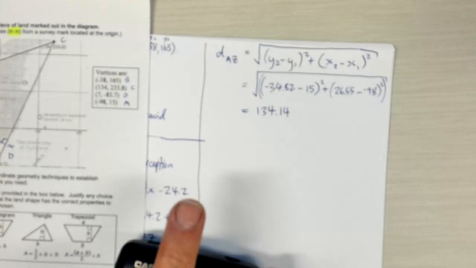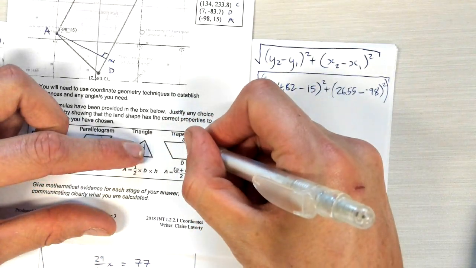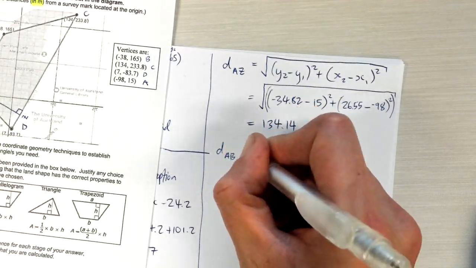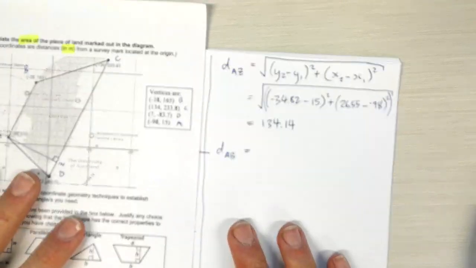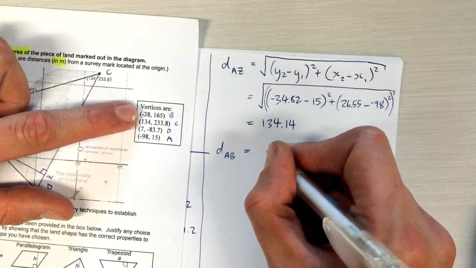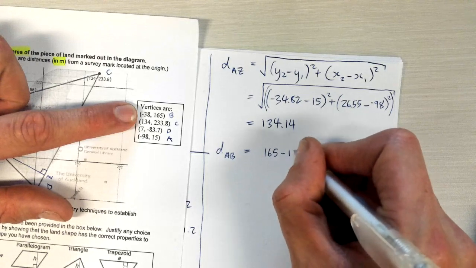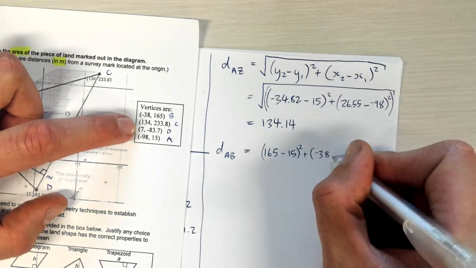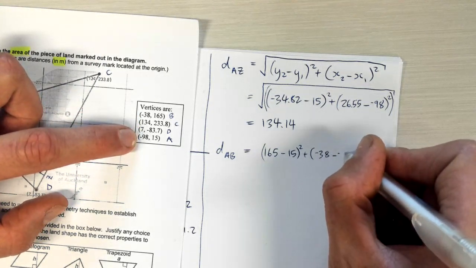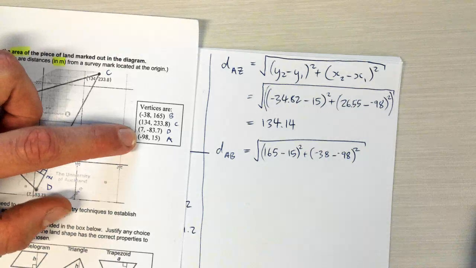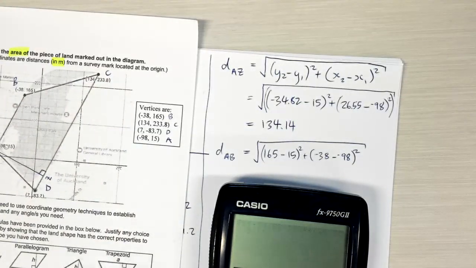134.14. So let's have a look at how we need to find our trapezoid. So now we've found H, but we haven't found A and B yet. So we still need to find the distance from A to B. To do that, we'll just have these next to us. I've got the formula up here, so I'm not going to write it again. I'm going to go 165 minus 15, chuck that in brackets, plus, and then I'm going to go negative 38 minus negative 98 to find the distance from A to B. That's all square root. And if you're really lazy, you can just put it back into there, but it's probably more effort, to be honest.